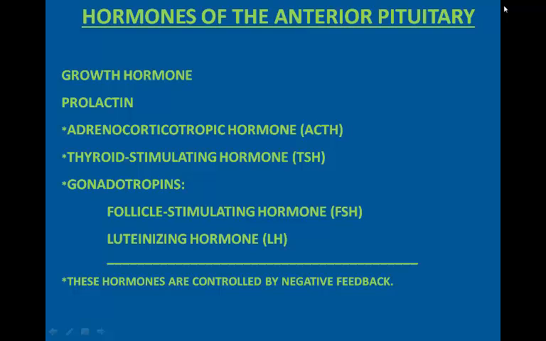The two gonadotropins, follicle stimulating hormone, FSH, and luteinizing hormone, or LH. The word gonadotropin means to have an effect on the gonads, and so both FSH and LH affect the gonads, that is, the ovaries and the testes. If you'll look at the hormones that have an asterisk next to them, those are hormones that are controlled by negative feedback, but they're not the only ones.